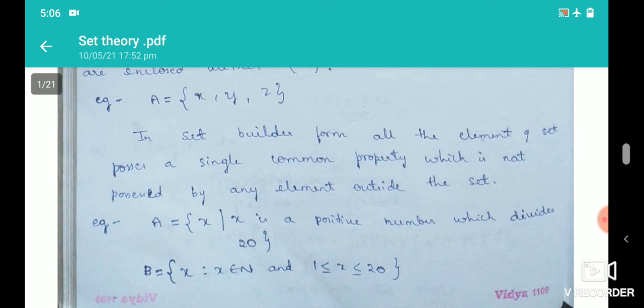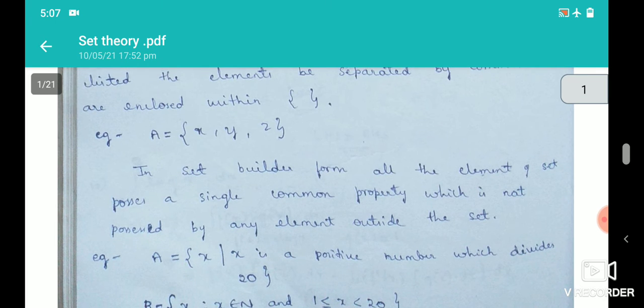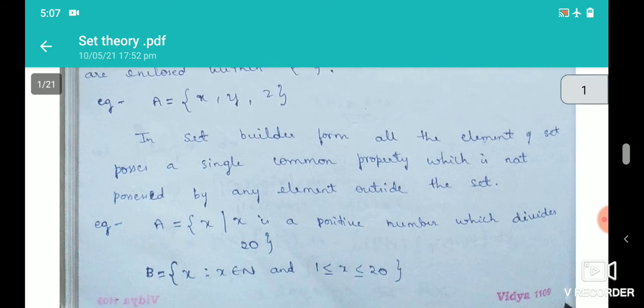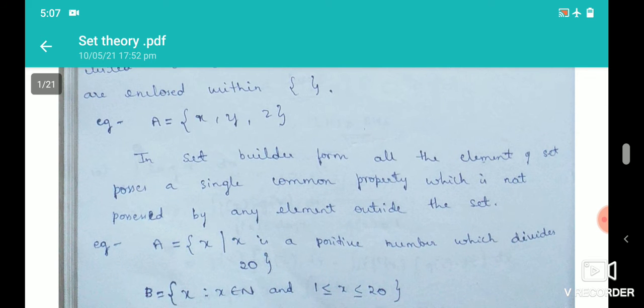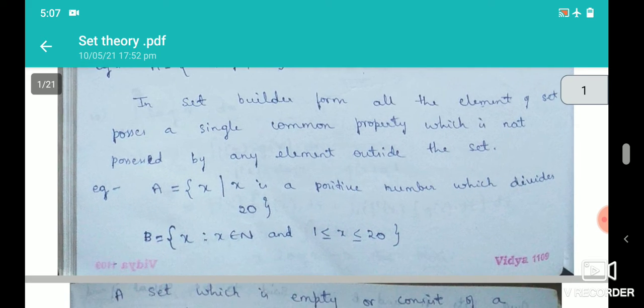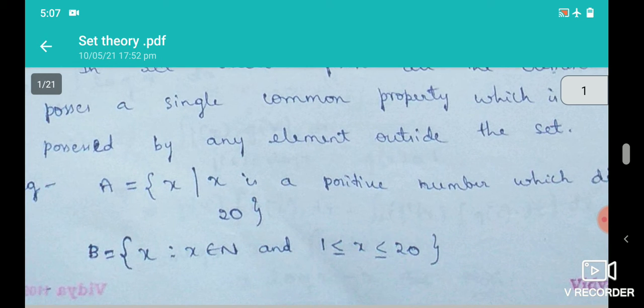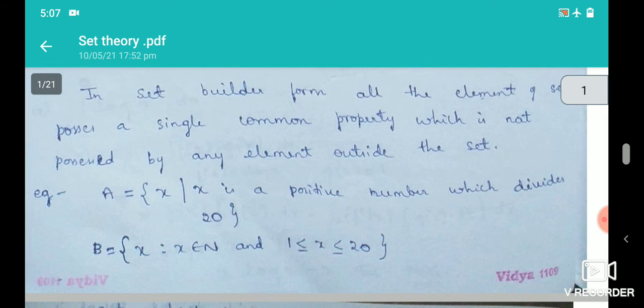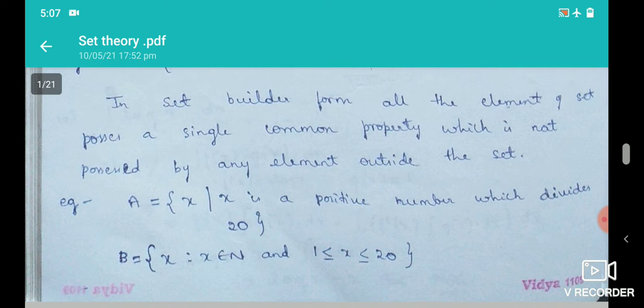Elements of the first BCA. So there are the first BCA students, and if you consider second BCA or final BCA, they will not belong to this particular set, first BCA. Okay, so consider this example: A is equal to x, where x has some property. Here we should give the property, that is, x is a positive number which divides 20.